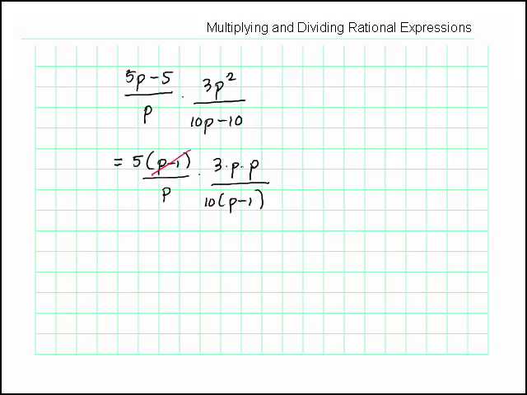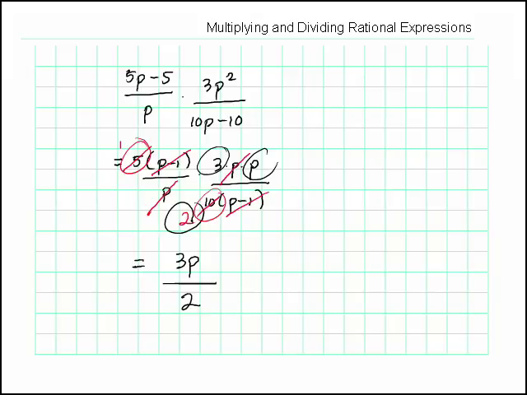I can now cancel any common factors that I have in the numerator and the denominator. I can get rid of the p minus 1s, and I can get rid of one p up here with one of them down here. Oh, and I almost forgot. Look at the 5 and the 10. I could reduce that. 5 goes into 5 once. 5 goes into 10 twice. So let's see what we have left. We've got just a 3 and a p left on the top. In the denominator, all we have left is this 2 right here. So my answer is 3p over 2.